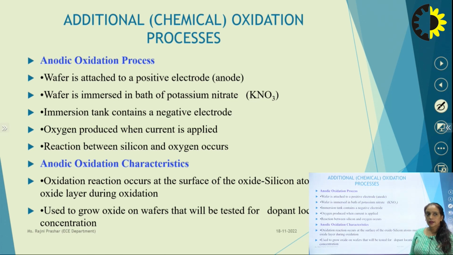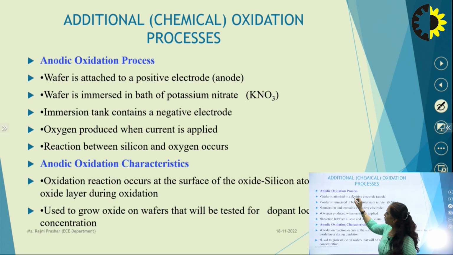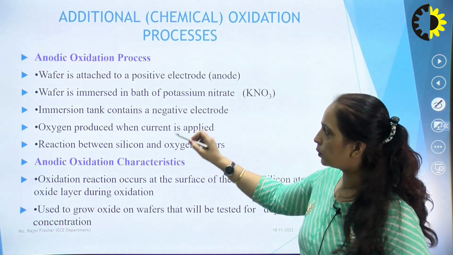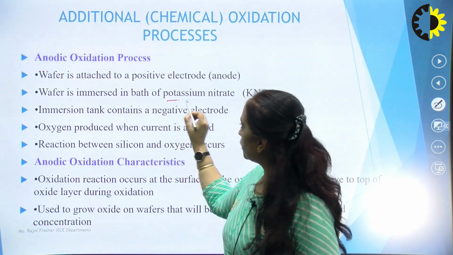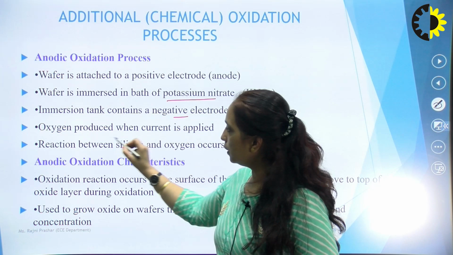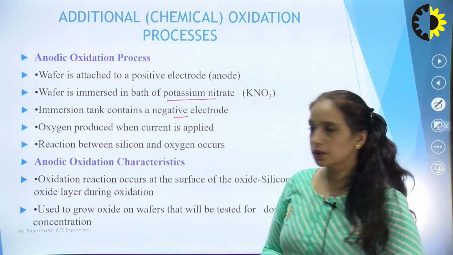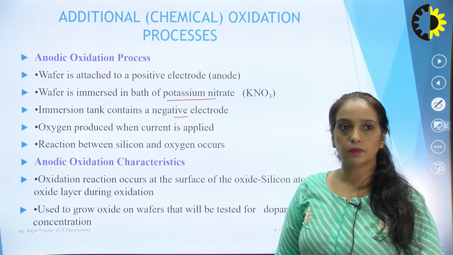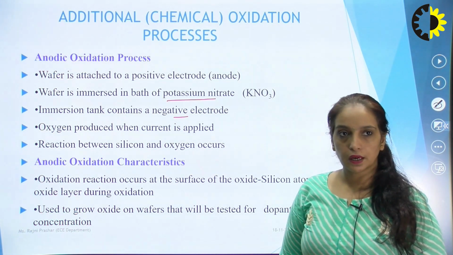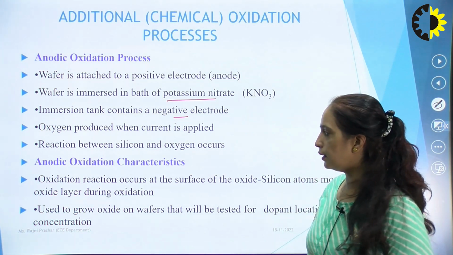Some additional chemical processes used in oxidation include the anodic oxidation process. The wafer is attached to the positive electrode. It is immersed in potassium nitrate. The immersion tank contains the negative electrode. Oxidation is done when the current is applied, and the reaction between the silicon and oxygen occurs to form the silicon dioxide layer.